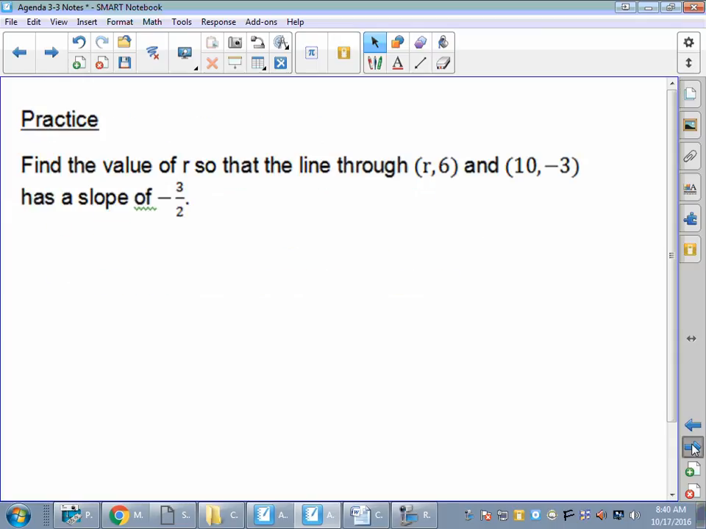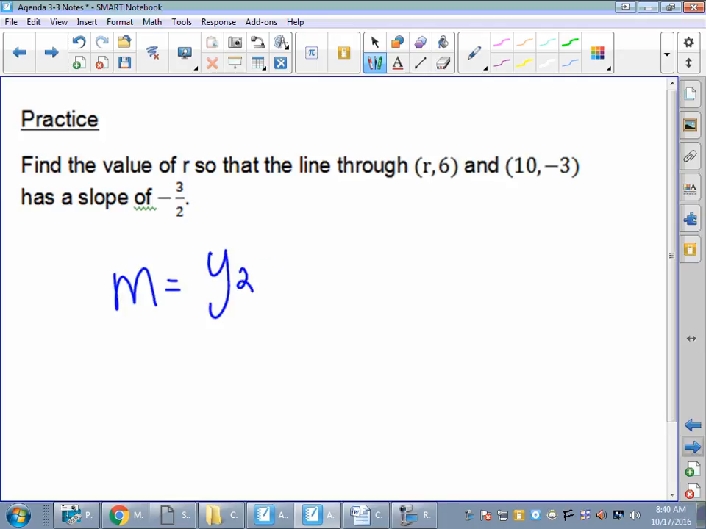All right, so let's do an example. It says find the value of r. The line through (r, 6) and (10, -3) has a slope of -3/2. So it says to use the slope formula. Let's jot that down. Let's look at the words up here and figure out what we've got.